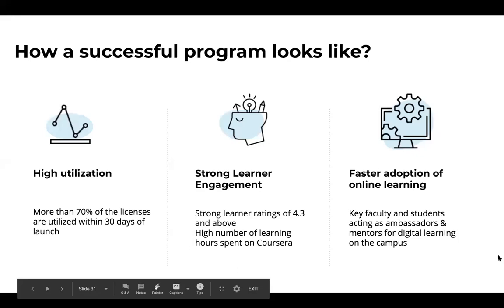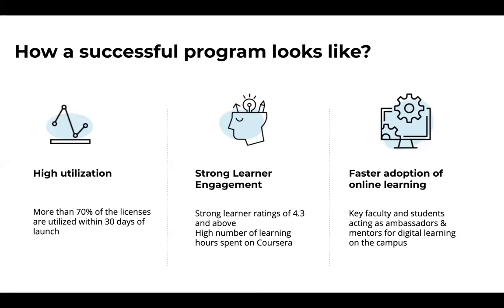And now that you've done all of that, what does the outcome of a successful program look like? So a successful program will be characterized by high utilization. And we've typically seen that you should aim to utilize 70% of the licenses within the first 30 days. If that's happening, that means you're on track for a successful program.